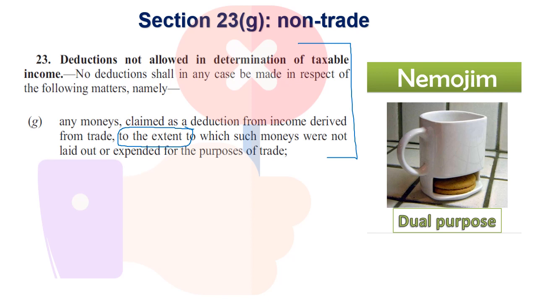And what this basically means is if you've got an expense, if you've got an amount that was actually incurred and it was not for purposes of trade, or it was partly for purposes of trade and partly for non-trade purposes, then the non-trade portion of that will not be deductible. So the issue comes in, okay, but what if I've got one expense?